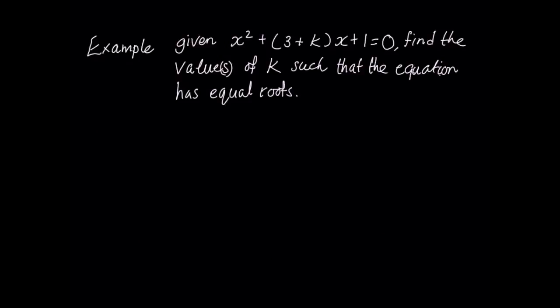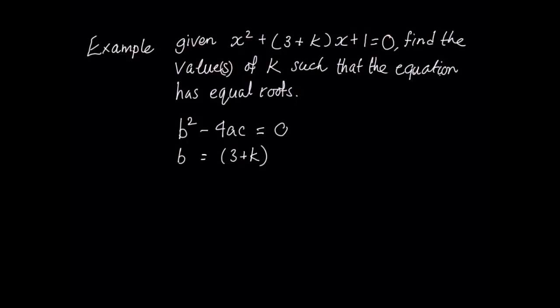Given that x squared plus (3 plus k)x plus 1 is equal to 0, find the values of k such that the equation has equal roots. Well, for equal roots, we need the condition b squared minus 4ac is equal to 0. The b term is equal to 3 plus k. It's the coefficient of x. a is equal to 1 and c is equal to 1.